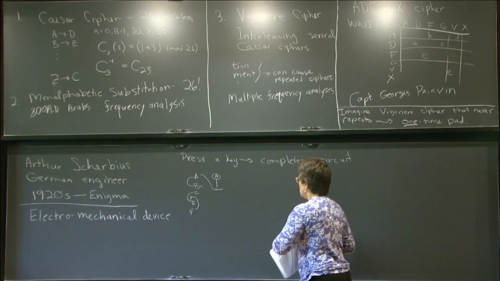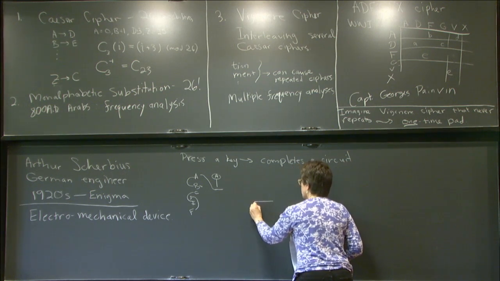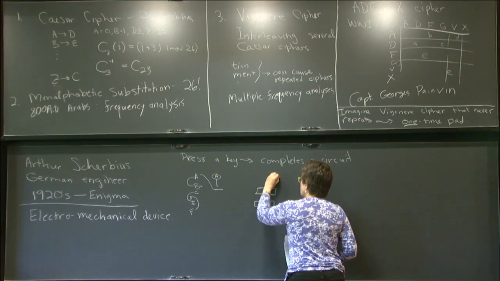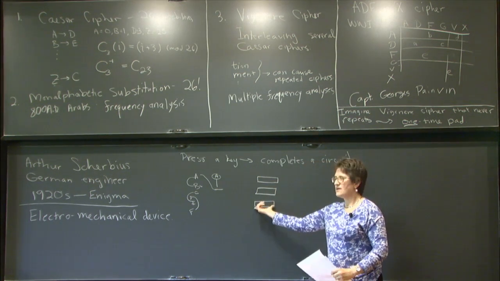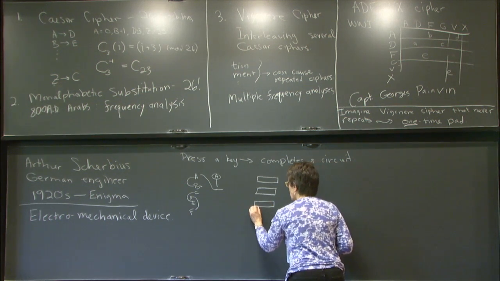After that, it goes through the main part of the machine. You have these rotors, which imagine these being like hockey pucks. Each rotor has connections on both sides.